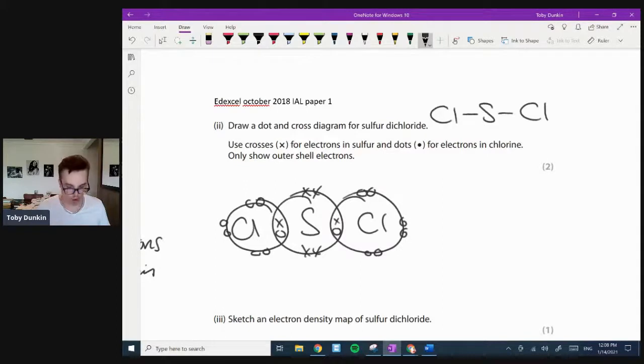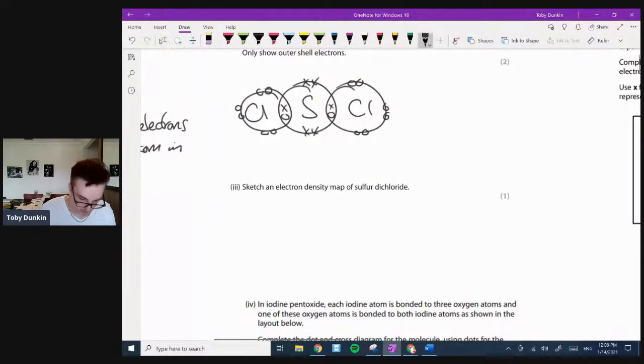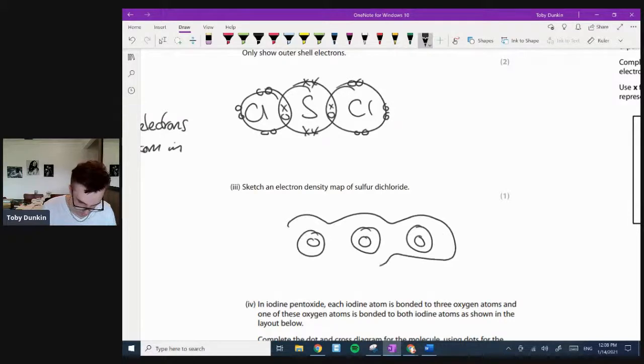Yep. Now look what they do. Sketch an electron density map. Oh, okay. So how many shells does sulfur have? Sulfur has 3 shells. So then chlorine also has 3 shells, on either side. And then what I'm going to do is just draw them all overlapping like this. There we go, electron density map.